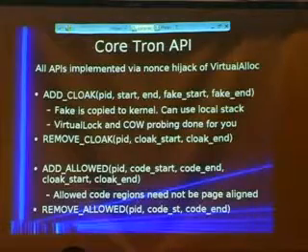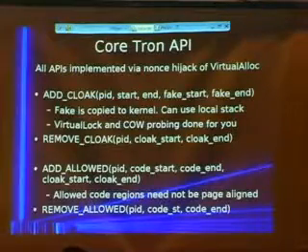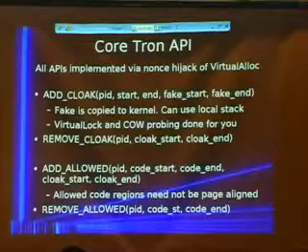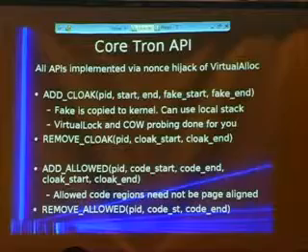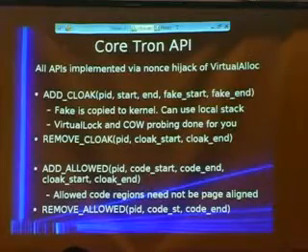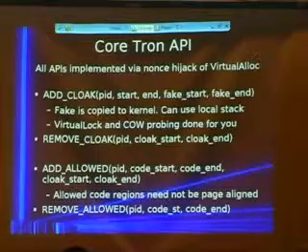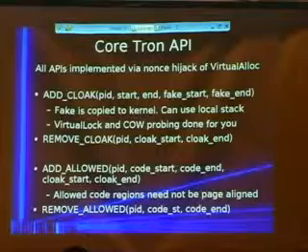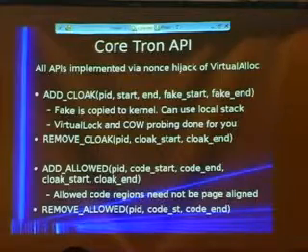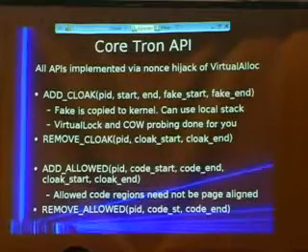Then you have the permissions APIs, which basically provide a range of code that is allowed to access a range of cloak. These addresses need not be page aligned, but the cloak, again, probably should be page aligned to keep yourself sane. And then remove allowed will remove that range of allowed code.